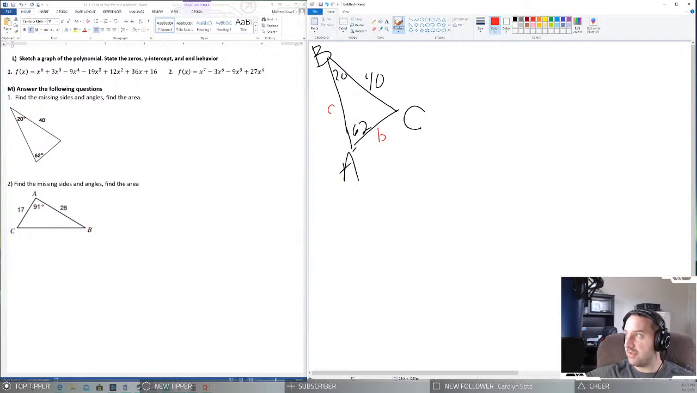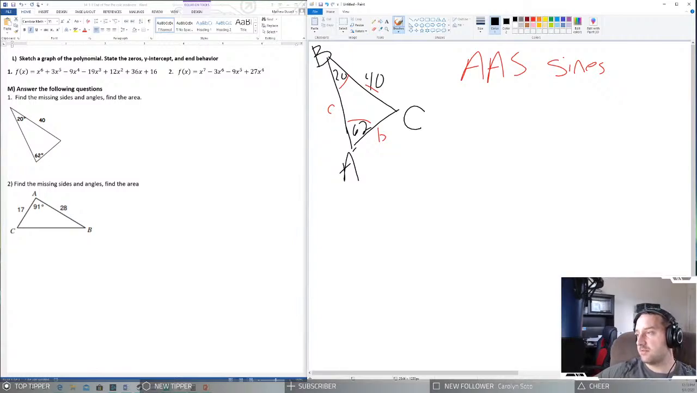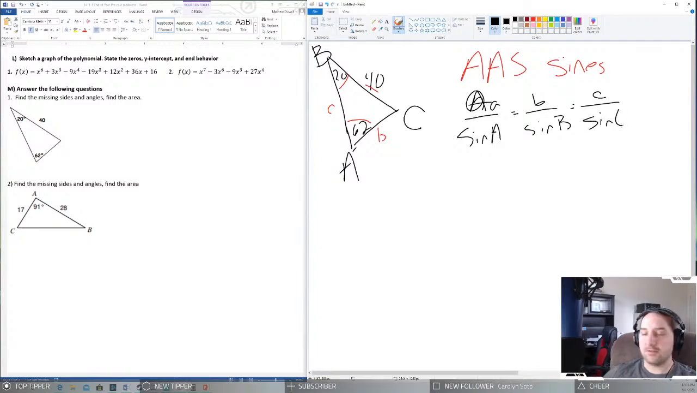Now, based on the information I have, angle, angle, side is law of sines. So law of sines, if you remember, is A over sine A equals B over sine B equals C over sine C. So that's the law, and I just need to find ratios and set those ratios equal to each other to find what I need to find.